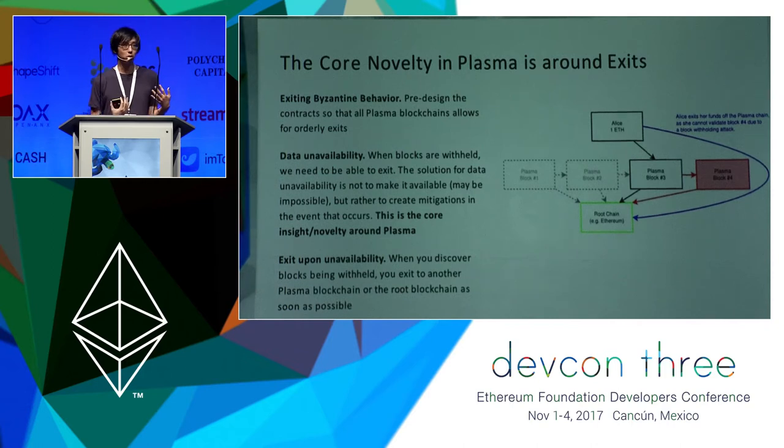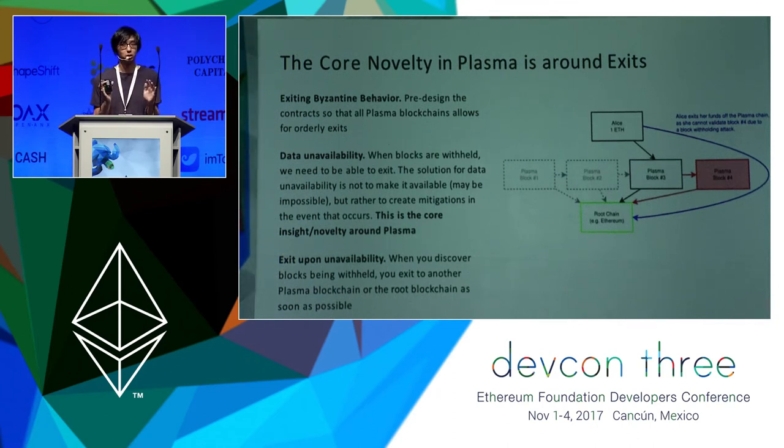And what you can do in Plasma, and this is the core of Plasma's construction, is exit in the event blocks are withheld. So Plasma blocks in this case. Let's say block number 4 is committed, so this 100 plus bytes is committed onto Ethereum, and it's like, wait, I don't have this data. I can't prove this is false. I can't prove that it's invalid. So then what you do is you submit it, and you exit, and basically you exit from that chain.